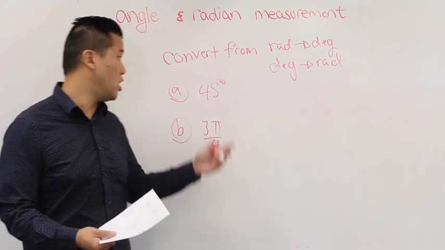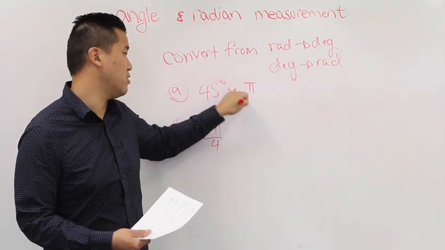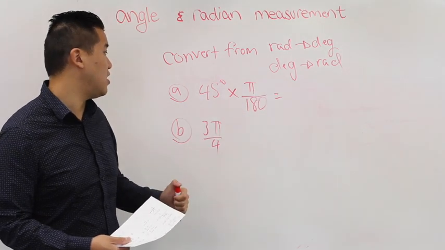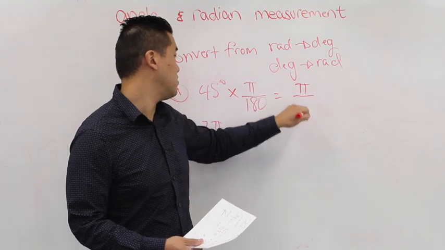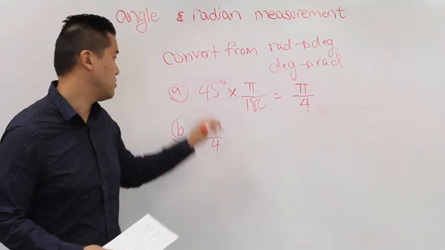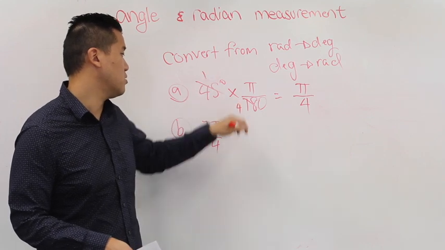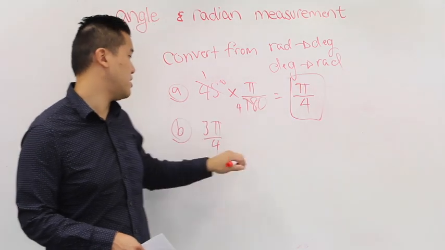All right, welcome back. So 45 degrees, you're multiplying by pi over 180. So if you simplify all this, we get what? We get pi over 4. If you simplify these guys, you'll get 4 on the bottom. So you get 1 and 4. Okay, so we converted that.